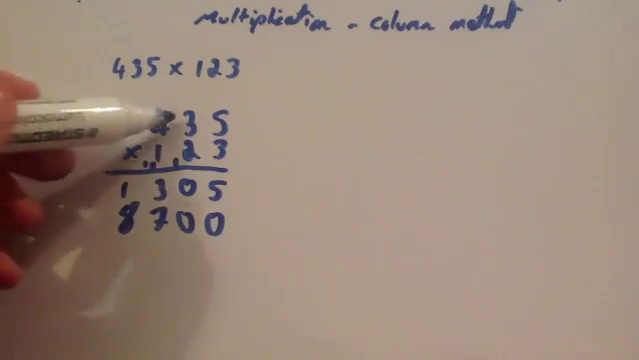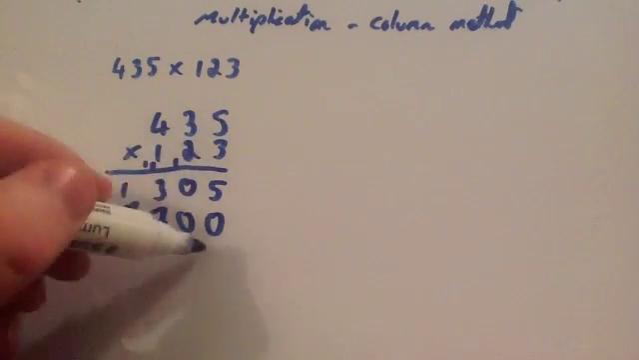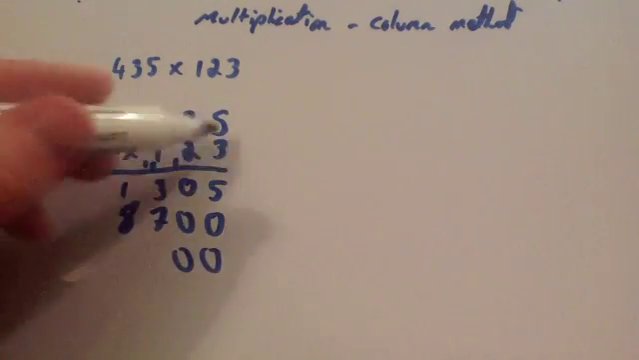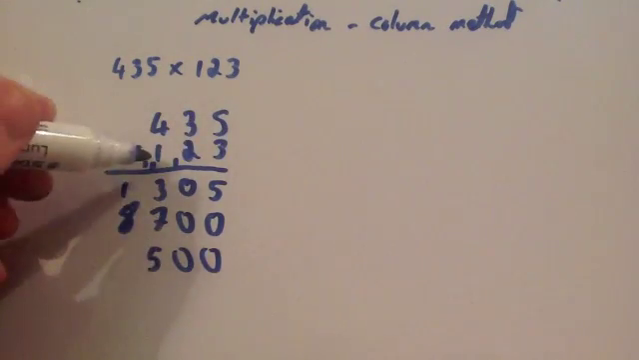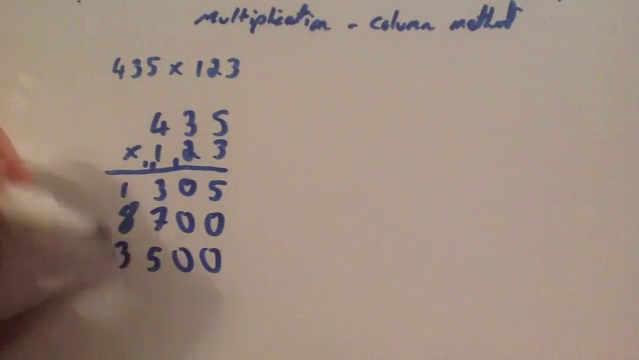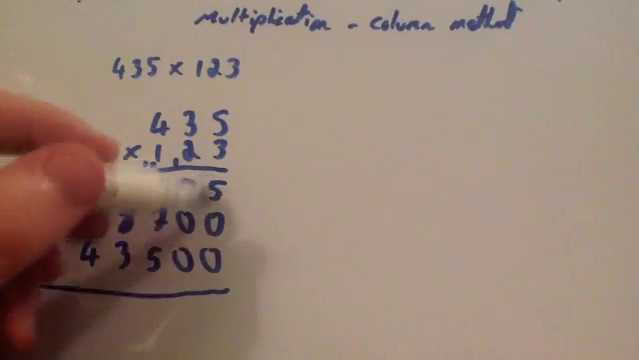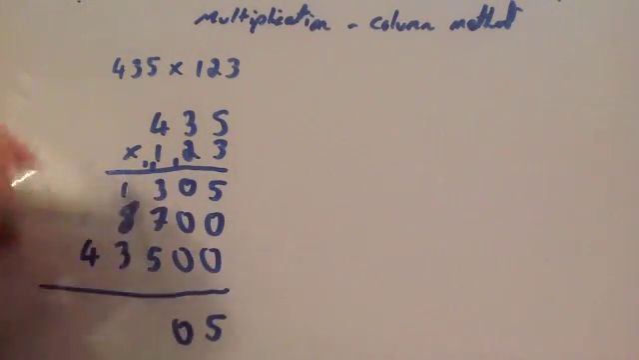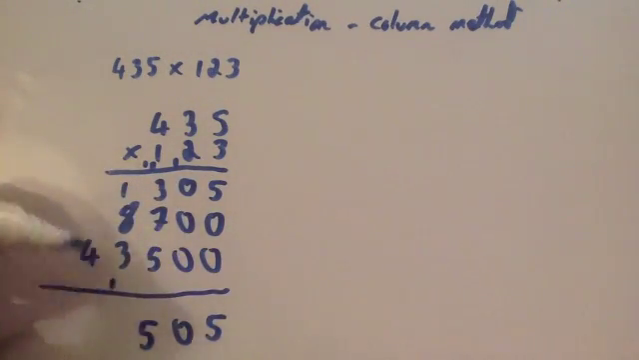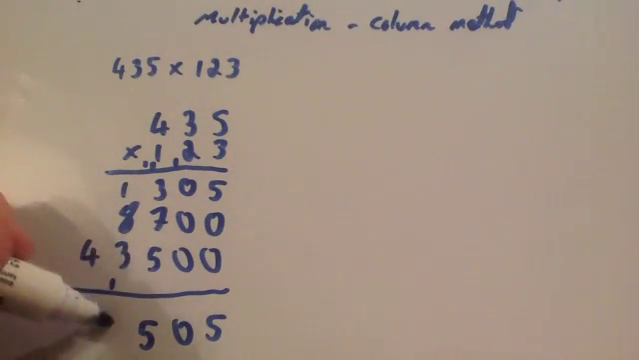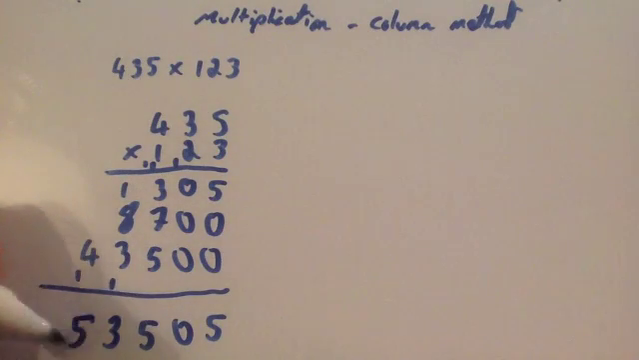Next, you're going to multiply 435 by 100. So you're going to put down two zeros this time. 1 times 5 is 5. 1 times 3 is 3. And 1 times 4 is 4. And then you just need to add these together. So you get 5, 0, 15, carry the 1. 1, 9, 10, 13, carry the 1. And 5. So our answer is 53,505.